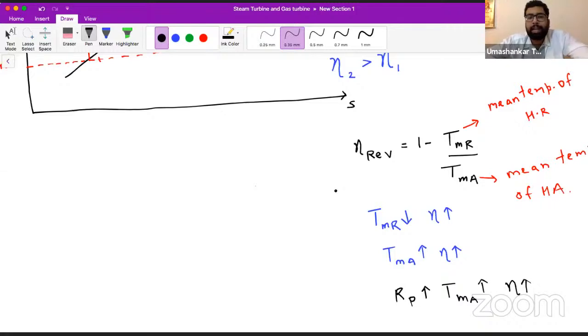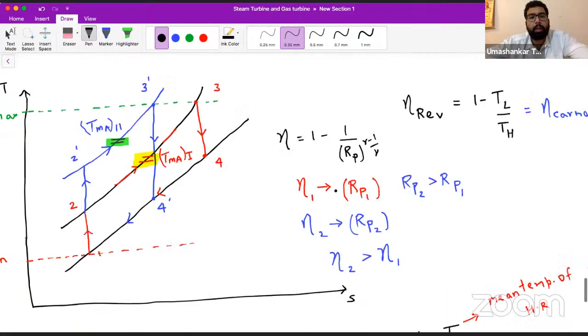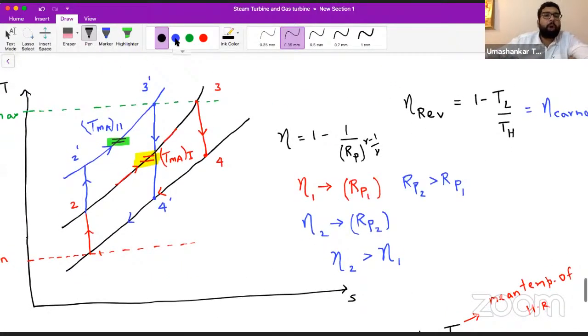And not only in this cycle, in any cycle you can see by comparing it with the Carnot cycle. Here we are doing nothing, just comparing by the Carnot cycle. Now here pay attention again. If I talk about this red cycle 1 to 4, the mean temperature of heat rejection will be somewhere in between 1 and 4.